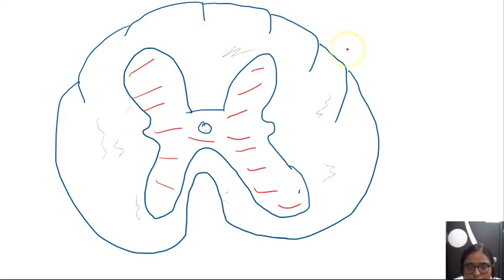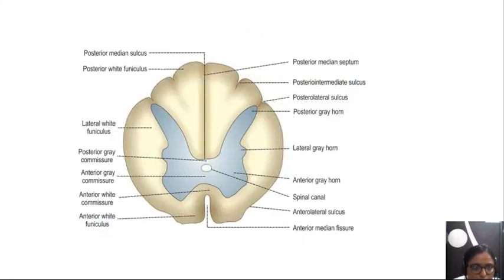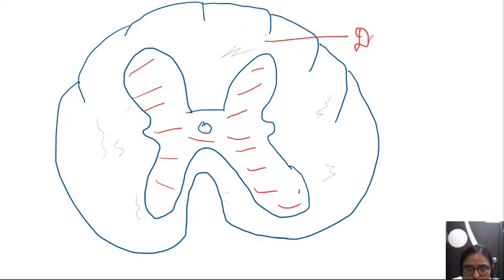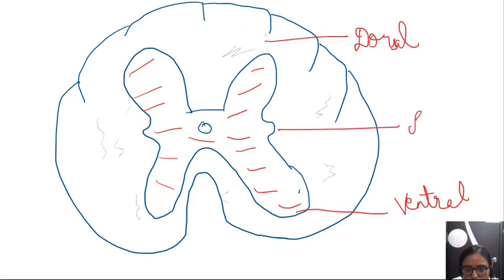See, this is your anterior, this is your dorsal portion. This is your ventral portion, and this is your lateral portion. So we have to name according to it. There is no need to learn.